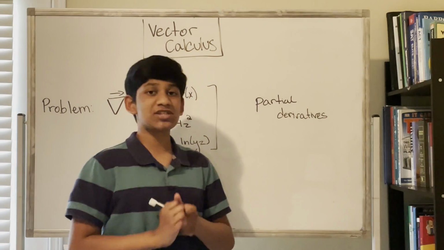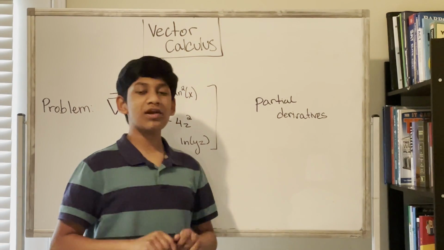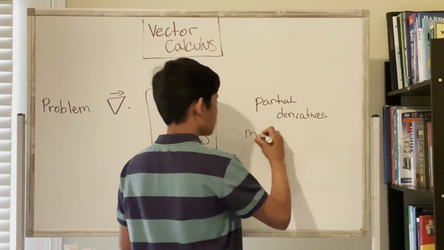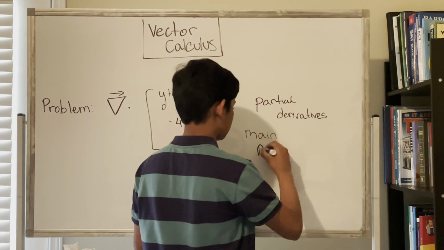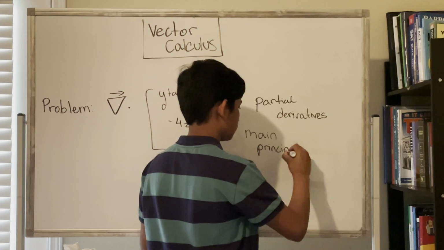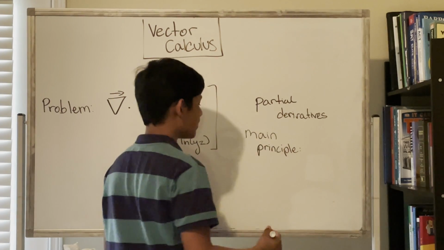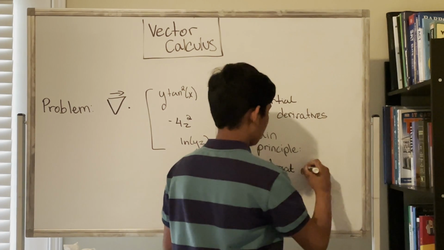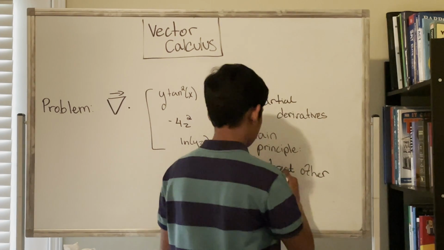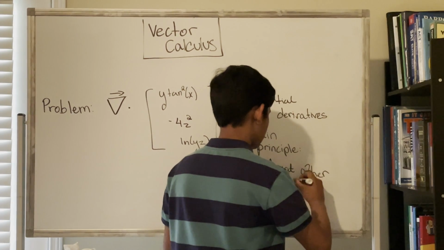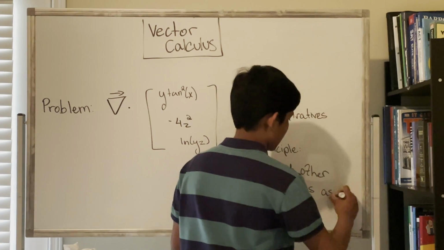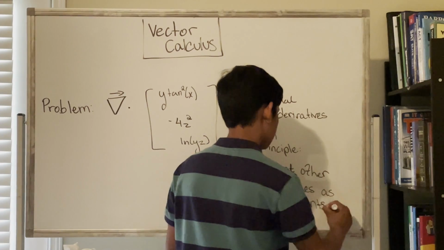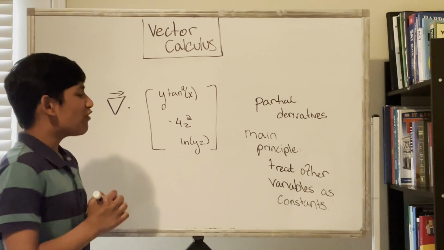I'm going to be giving a brief explanation on what partial derivatives are. If you want to learn more, please visit my video on partial derivatives. So the main principle of partial derivatives is to treat other variables as constants. That's the whole idea of partial derivatives.